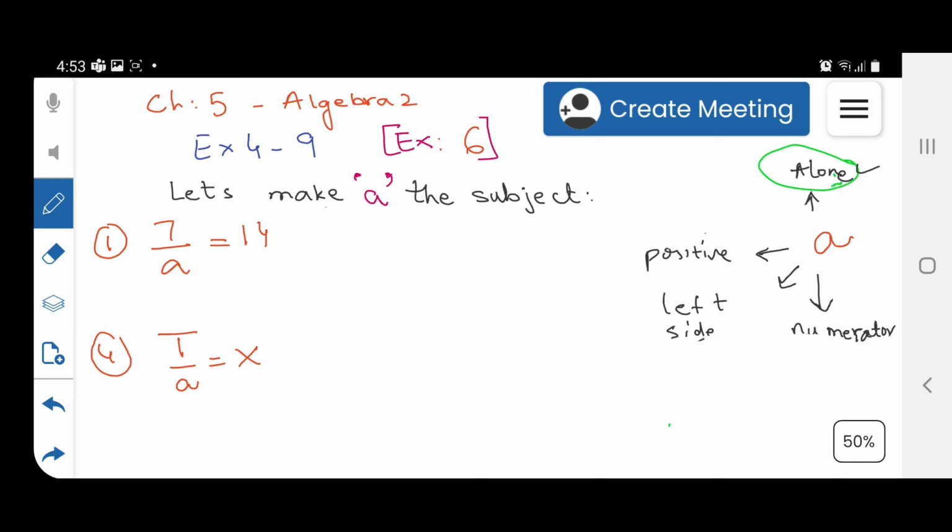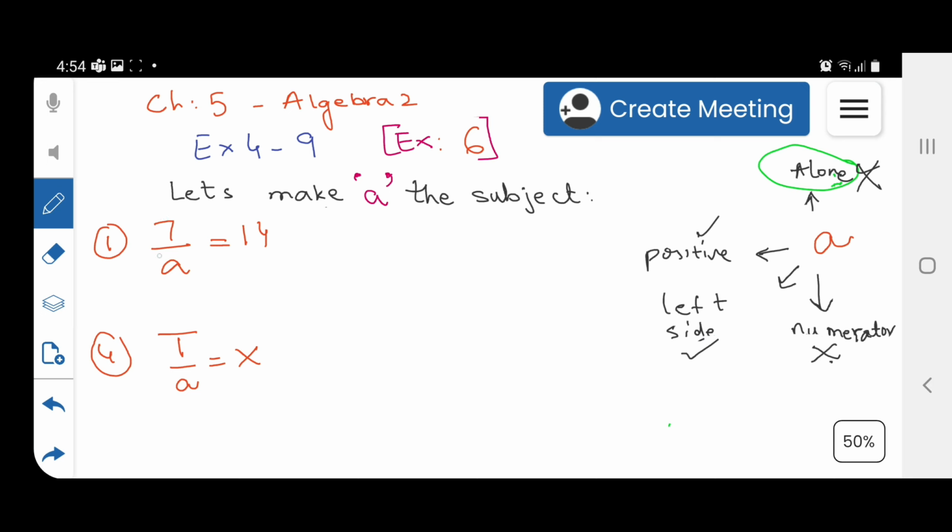Now let's take a look at exercise 6. Exercise 6 is the same thing, make a the subject, and here we are given a in the form of division, like it's not in the numerator. So let's check one by one. Is it in the numerator? No, it is not. Is it on the left side? Yes, it is. Is it positive? Yes, it is. Is it all alone? No, it is not. So our task is to shift it to the numerator and to make it all alone.